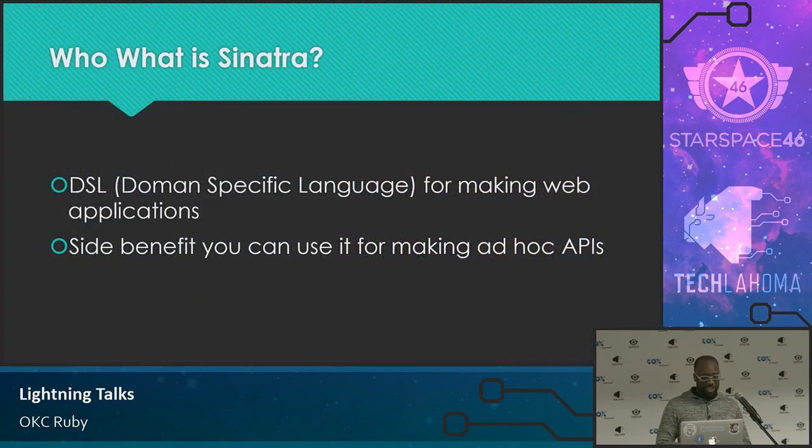Anyway, what is Sinatra? Sinatra is a DSL. It helps you make web applications. I use it for APIs and routing, but you can make a full-on web application out of it. I believe there are companies out there that do that. And at the end, with my references, there's a page that just lists all the companies that use Sinatra. But the side benefit of this is I can make an ad hoc API. I don't need to compile crazy programs, and I don't need to toss it onto a specialized web server. I can just run it locally.